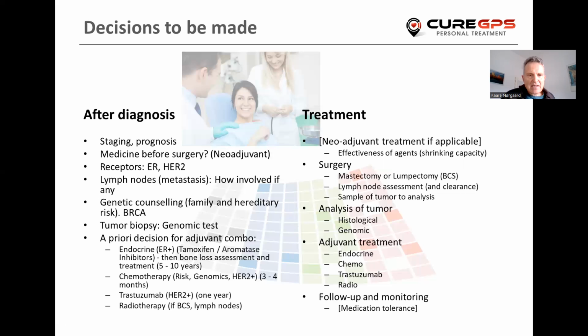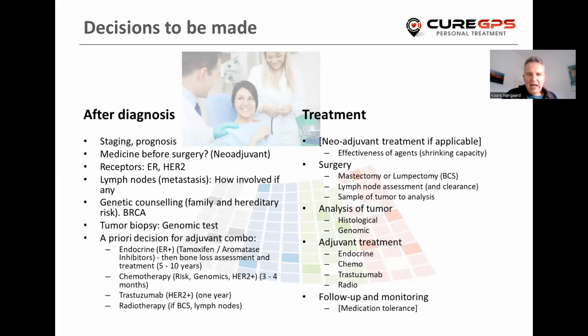For instance, if the BRCA test is positive, then the patient has an elevated risk. Or if there is a lot of breast cancer occurring in the family, running in the family, then the risk is elevated because there's a so-called hereditary risk. Anyway, then he has to establish the tumor biopsy and do genomic testing to see if the tumor is aggressive or not. And then a priori decisions about what the adjuvant treatment must be.